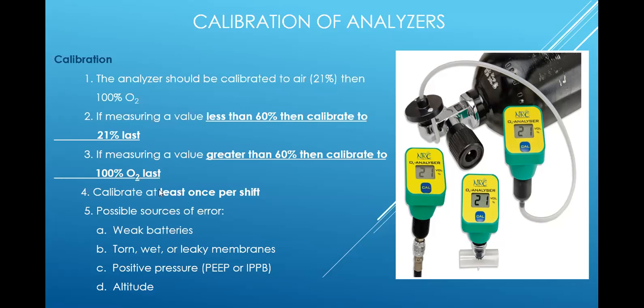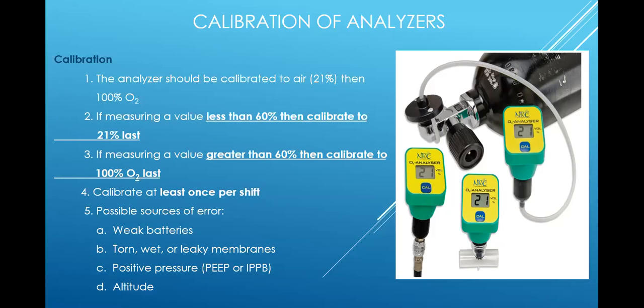Now, what are some possible sources of error? Weak batteries, torn or wet leaky membranes, if the patient is on positive pressure or at a high altitude. This will be a multiple choice question. What all are sources of error in an analyzer? All of these except, or something like that, right? These are the 4 things that give you errors.